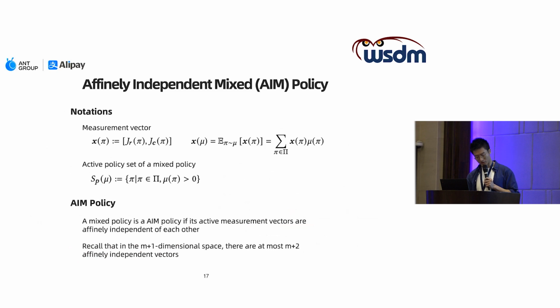We define the measurement vector to be the vector containing the cumulative reward and cost. The active policy set of a mixed policy is the set of individual policies with non-zero probability. Note that when using the deep RL method, the size of the active policy set determines the number of neural networks to be stored. We then define the affinely independent mixed policy, the AIM policy. A mixed policy is said to be an AIM policy if the set of measurement vectors of its active policies are affinely independent of each other. Recall that in an n+1 dimensional space, there are at most n+2 affinely independent vectors. Therefore, intuitively, AIM policy characterizes a family of mixed policies with a relatively small active policy set.